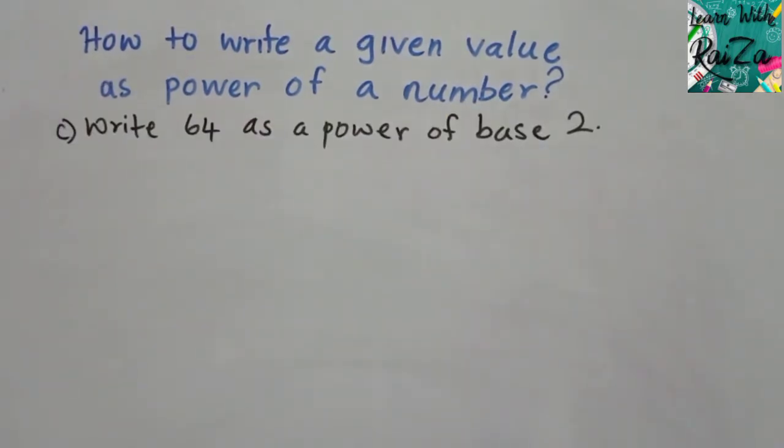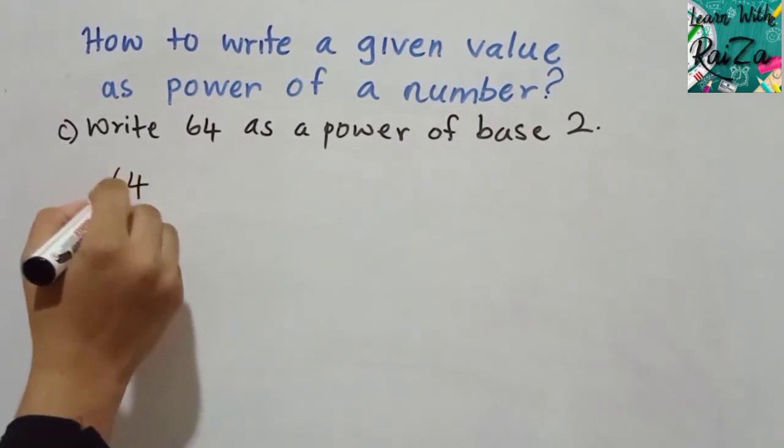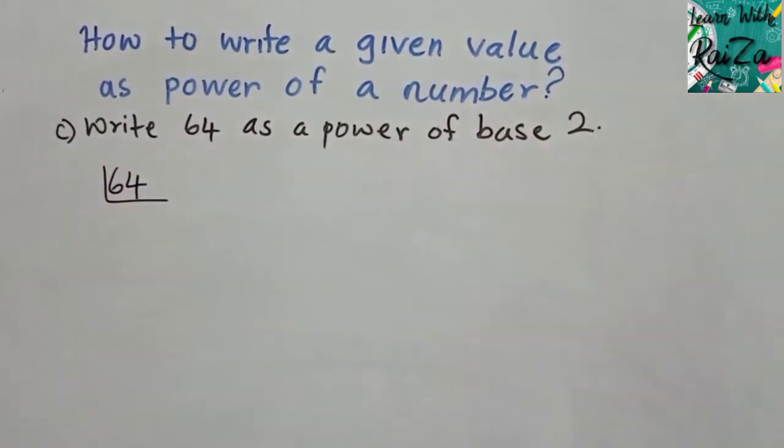Next is, let's see how to write the same number 64 as a power of base 2. Right. In your previous lesson, unit number 4, factors and multiples, part 2, you are learning how to divide it by prime factors and all. So let's see. 64 will divide by 2 because we want the base 2. Right. Divide by 2. Go with me.